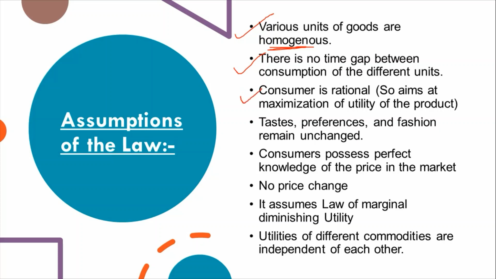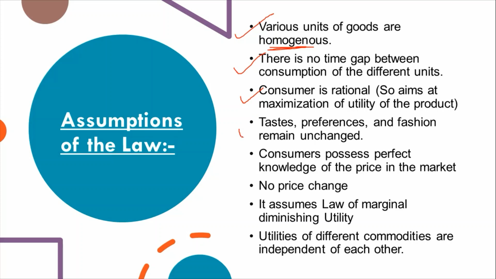Now, the law also assumes that the consumer is rational. Rational means that his main aim is to maximize his utility from the product. He does not want to store the utility or stock it or anything. He just wants to maximize the utility that he is deriving from the product. That means the consumer is rational, and that is one assumption of the law.